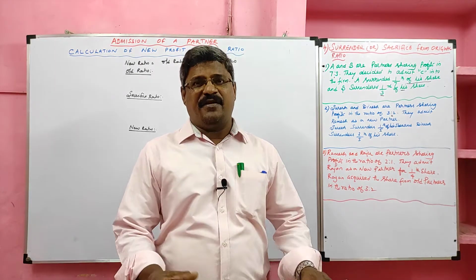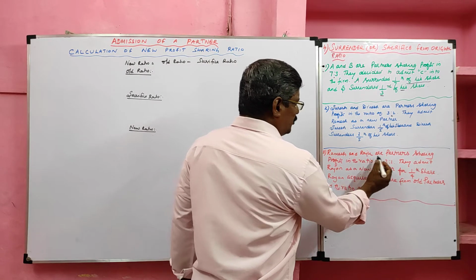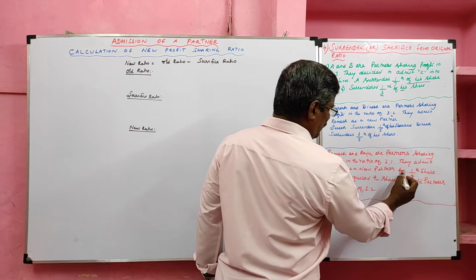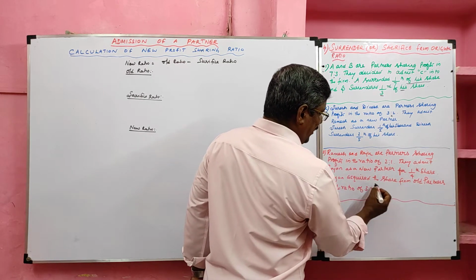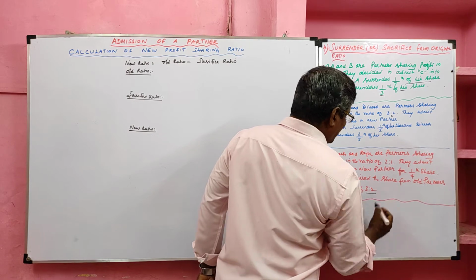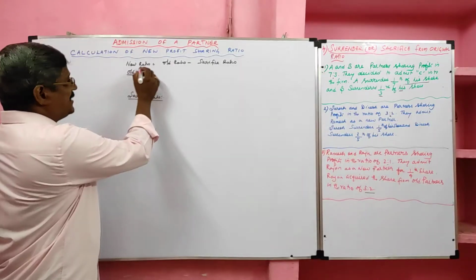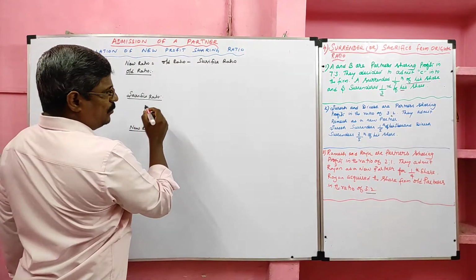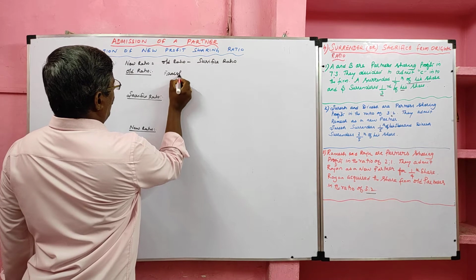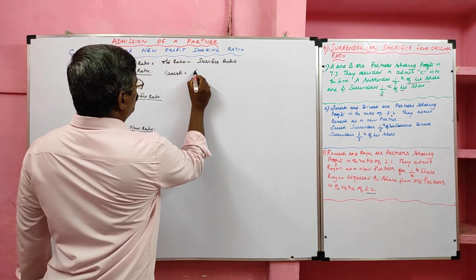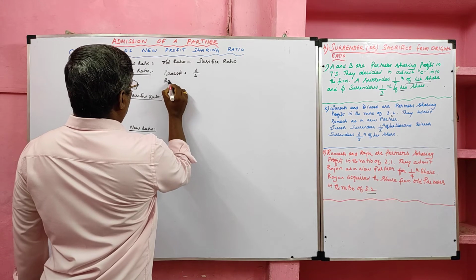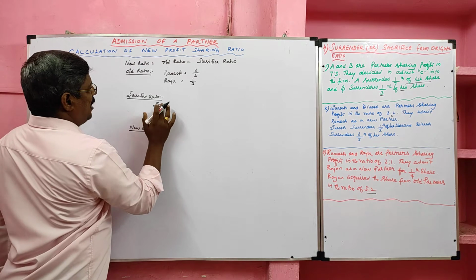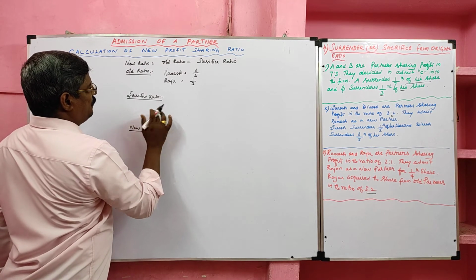Look at the problem. It is a different problem. Ramesh and Raju are partners sharing profits in the ratio of 2:1. They admit Rajan as a new partner for 1/4 share. Rajan acquired the share from old partners in 3:2. I am going to use the same formula: new ratio equal to old ratio minus sacrifice ratio. Old ratio is given in the question. Ramesh old share 2/3, Raju old share 1/3. Then I am going to calculate the sacrifice ratio for Ramesh.